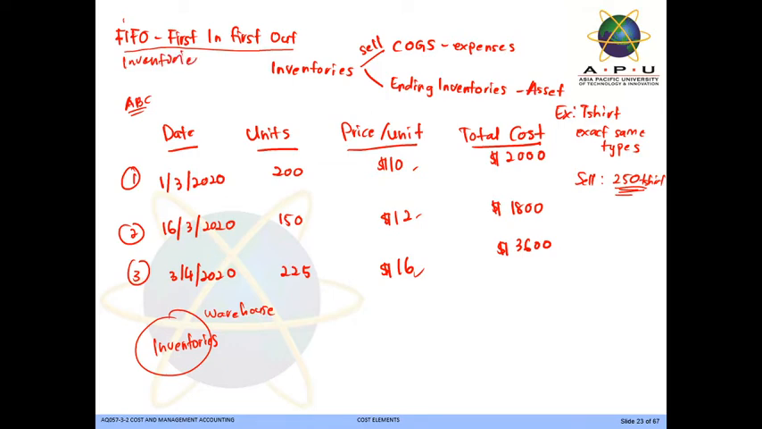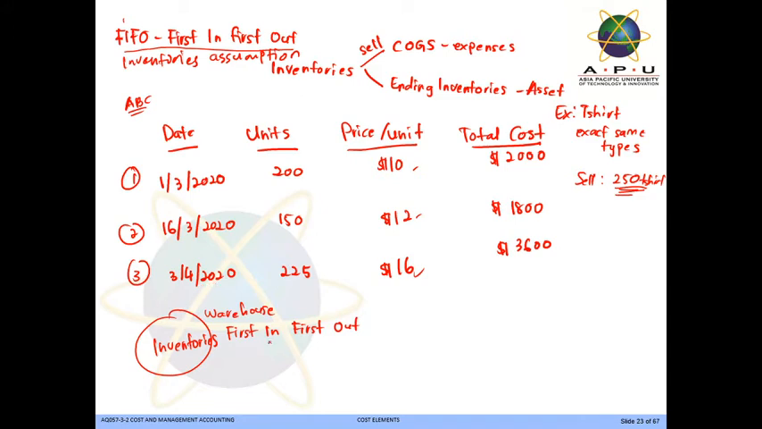So from here, we can assume that when we sell our product using first in, first out, the inventory that is first in will be the first one to be sold, to be out from the warehouse. So from here, we can see the first batch is 1st March, the second batch is 16th of March, and the third batch is 3rd of April.